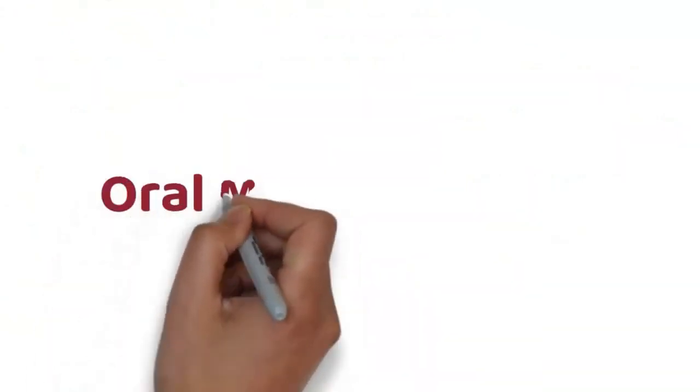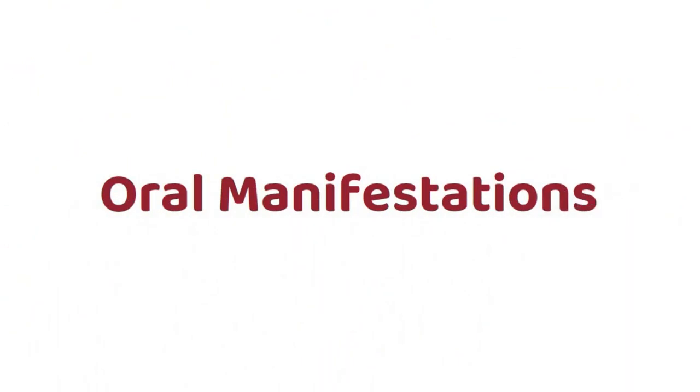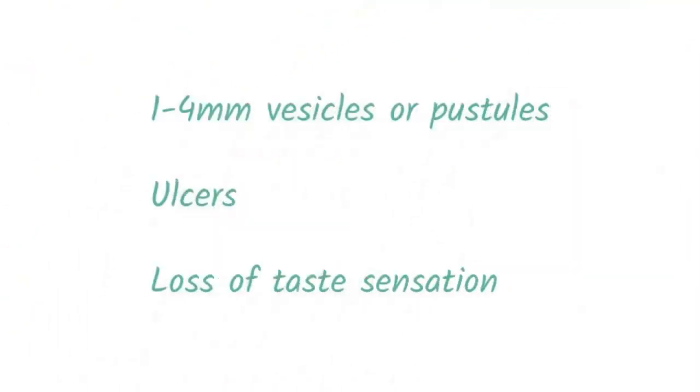Oral manifestations. Infection of trigeminal nerve causes unilateral skin and mucosa involvement supplied by the ophthalmic, maxillary and mandibular nerves.